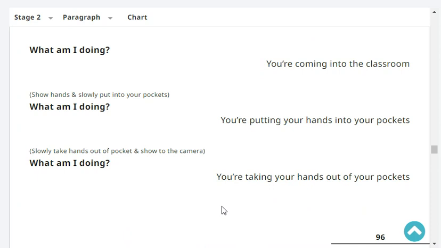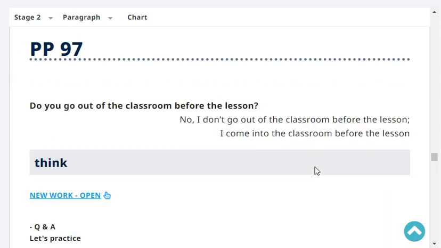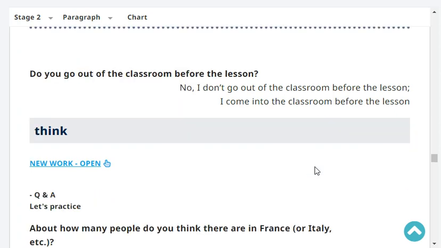What am I doing? You're taking your hand out of your pocket. Very good. Okay, next. Do you go out of the classroom before the lesson? No, I don't go out of the classroom before the lesson. I come into the classroom before the lesson. Very good.